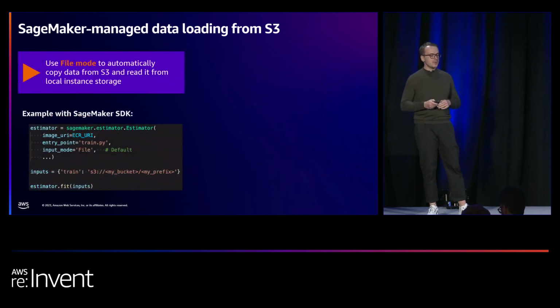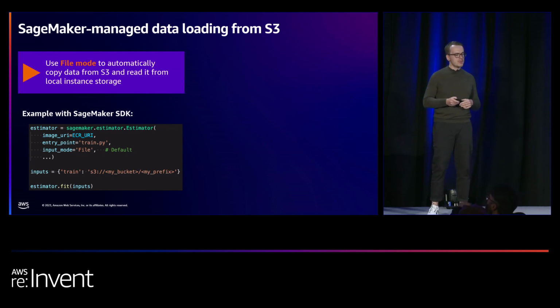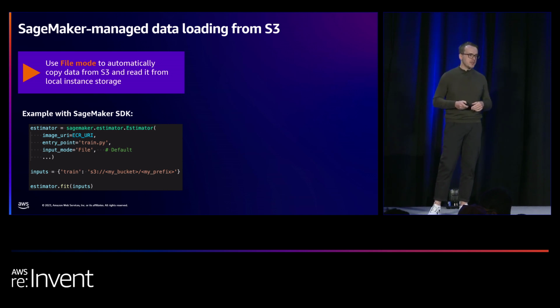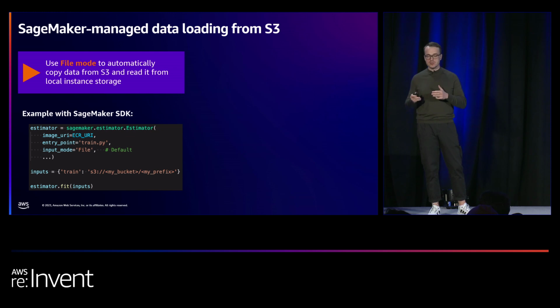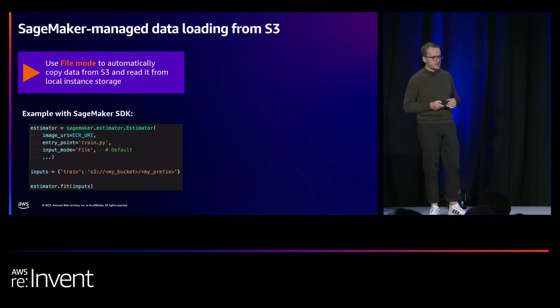So in order to summarize, SageMaker has two different options to access data from Amazon S3: file mode and fast file mode. Use file mode to automatically copy data upfront and then read it locally from the local instance storage. And how to do this, how to kick off a job with this input mode? If you are using SageMaker SDK, that is really easy.